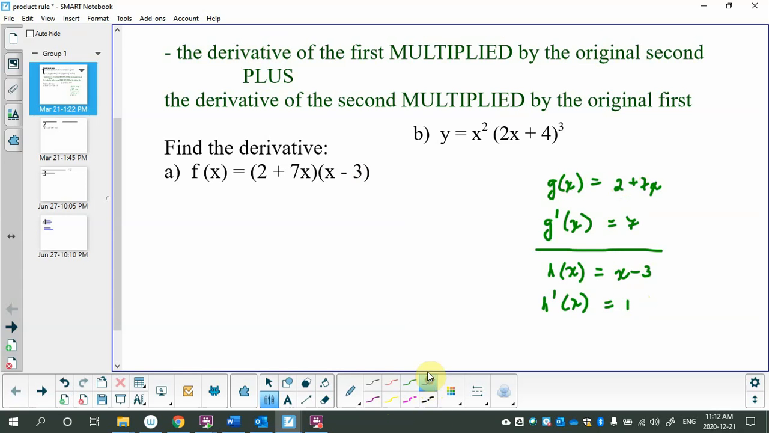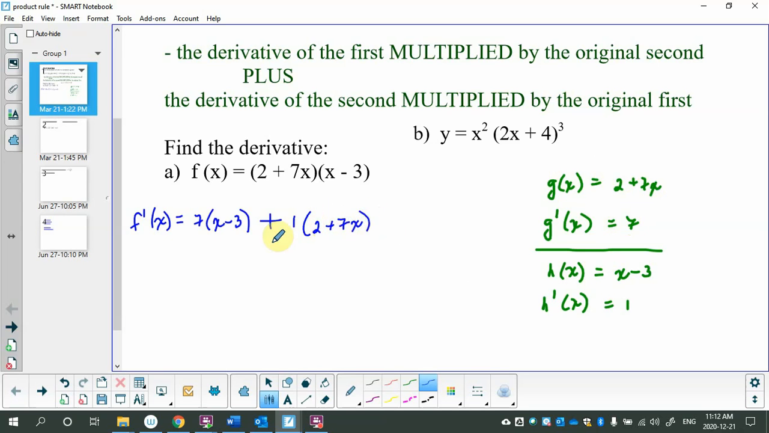So, blue pen, f prime of x equals the derivative of the first, so that's the 7, multiplied by the original second, which is the x minus 3, plus the derivative of the second, so that's the 1, multiplied by the original first, which is the 2 plus 7x.